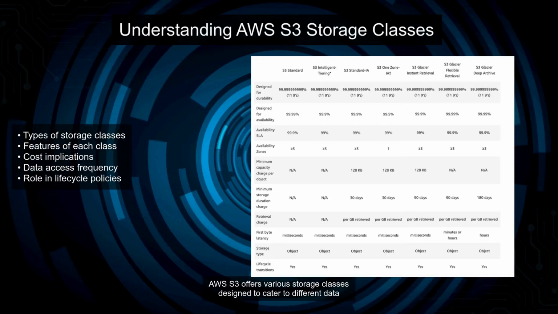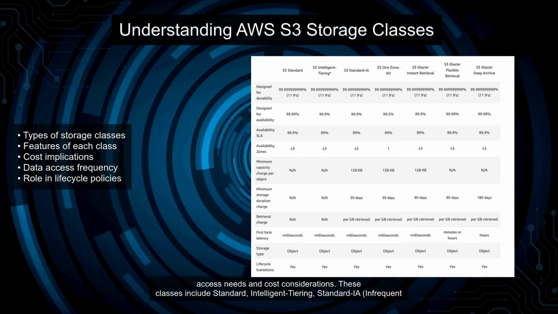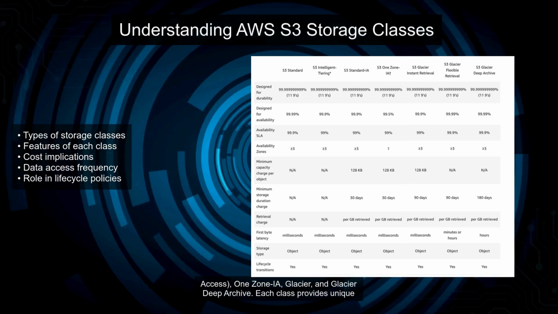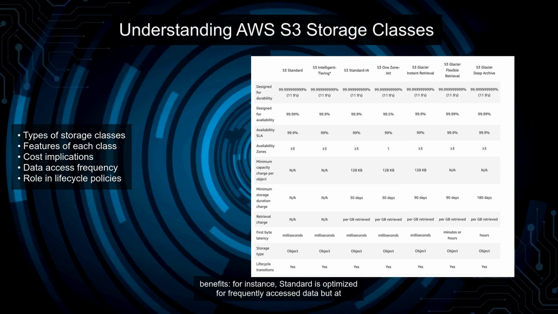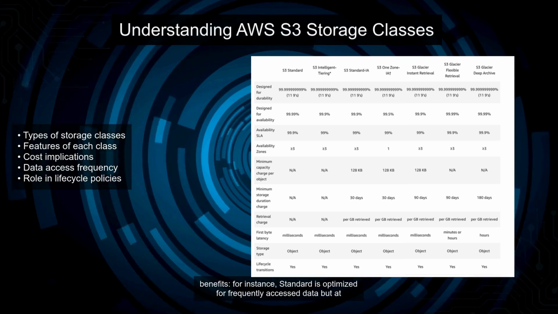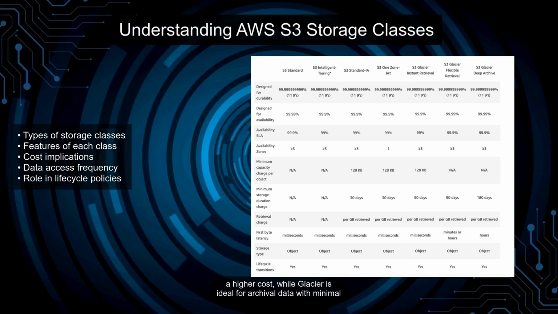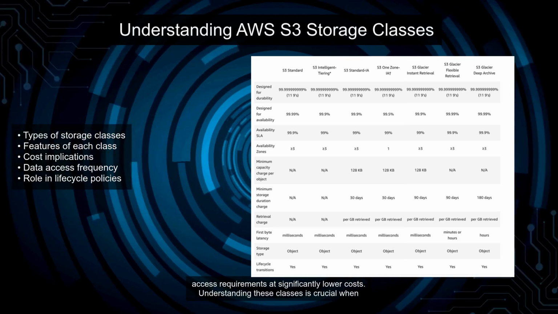AWS S3 offers various storage classes designed to cater to different data access needs and cost considerations. These classes include Standard, Intelligent Tiering, Standard IA, Infrequent Access, One Zone IA, Glacier, and Glacier Deep Archive. Each class provides unique benefits. For instance, Standard is optimized for frequently accessed data but at a higher cost, while Glacier is ideal for archival data with minimal access requirements at significantly lower costs.